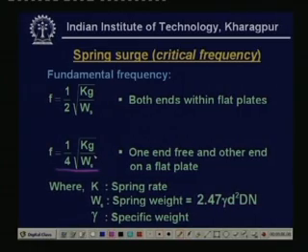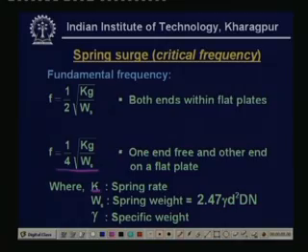In this case, k we call the spring rate, which we have already learnt earlier. W s is the spring weight, and this particular expression of the spring weight is given by this formula: 2.47 gamma d square capital D into n. Here d is the wire diameter, capital D is the coil diameter, n is the number of active turns, and gamma is the specific weight of the spring material. So, that will give you the weight of the spring.